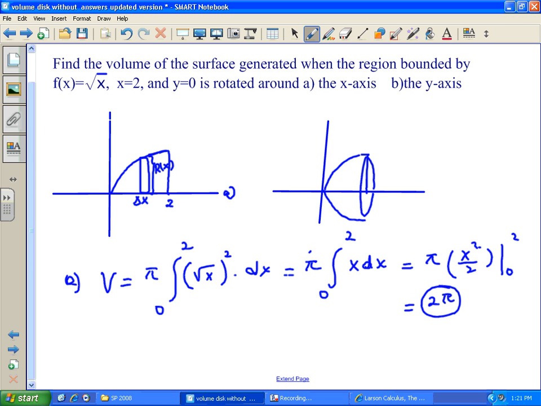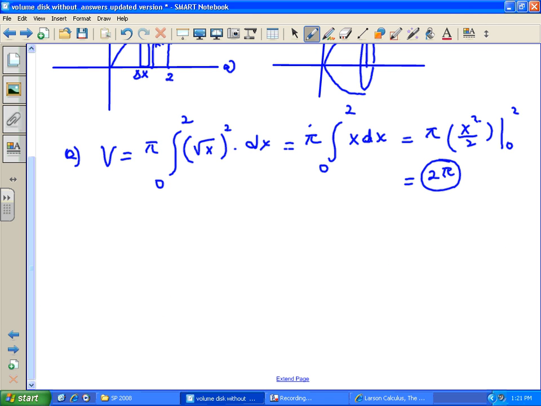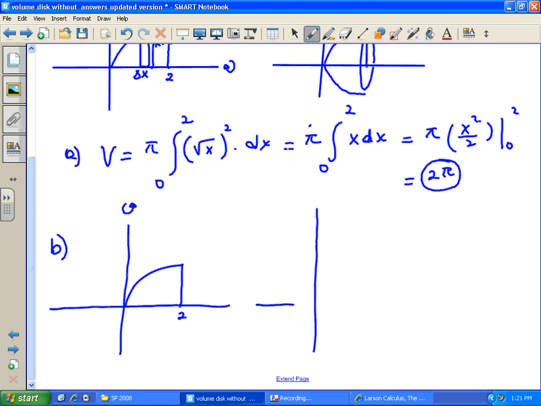Remember what my suggestion was? Create a separate graph for this. Don't try to overcrowd your graph, because then it's very easy to make a mistake. So let's go ahead and create another graph. The same region to begin with, right? Root x, x equals 2. But this time the rotation is around the y-axis. So as a three-dimensional graph, what would that look like? We're going around the y-axis.